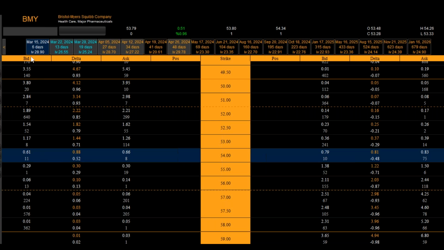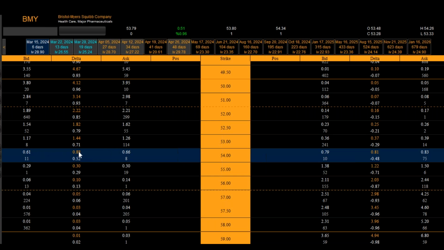In here we've got a couple things. We've got what's called the bid and the ask. This is what's called the bid-ask spread. So if somebody is trying to buy the option, they're bidding 61 cents, or $61 a contract on this. And the ask is 66 cents, $66 a contract. So this is the bid-ask spread.